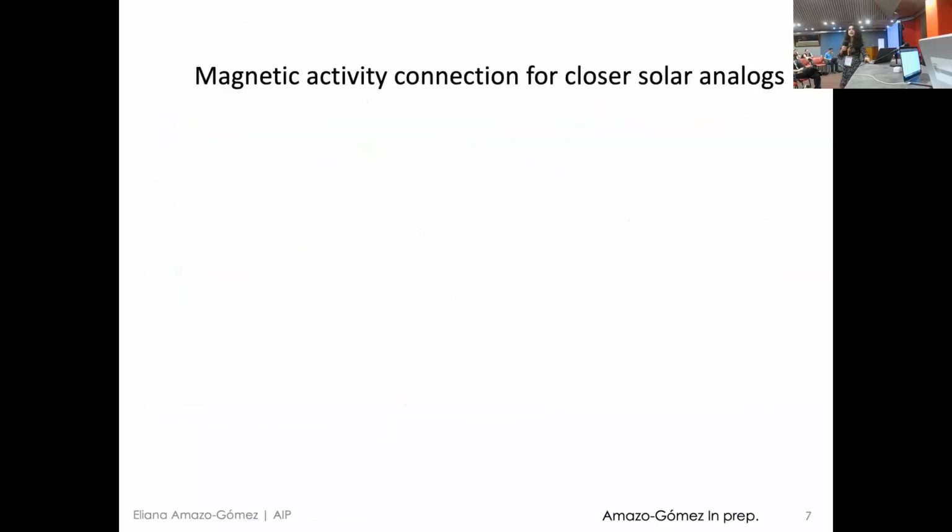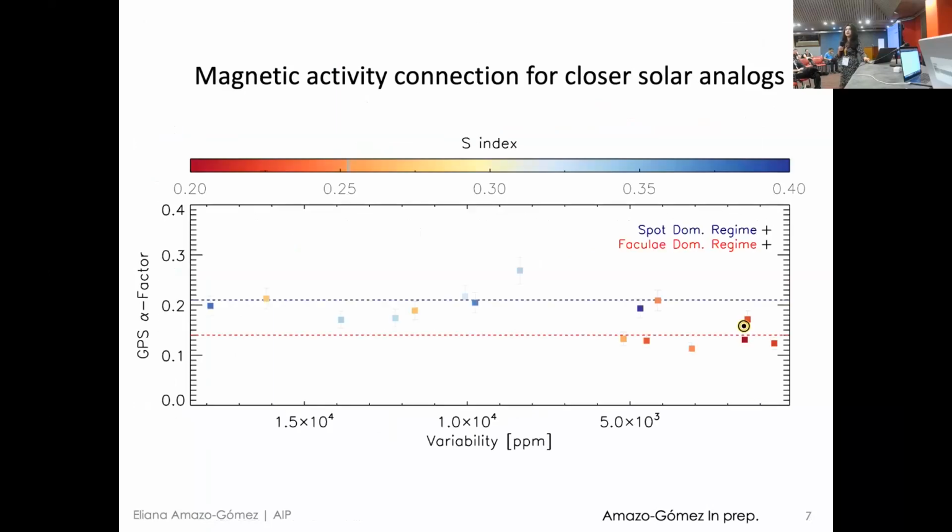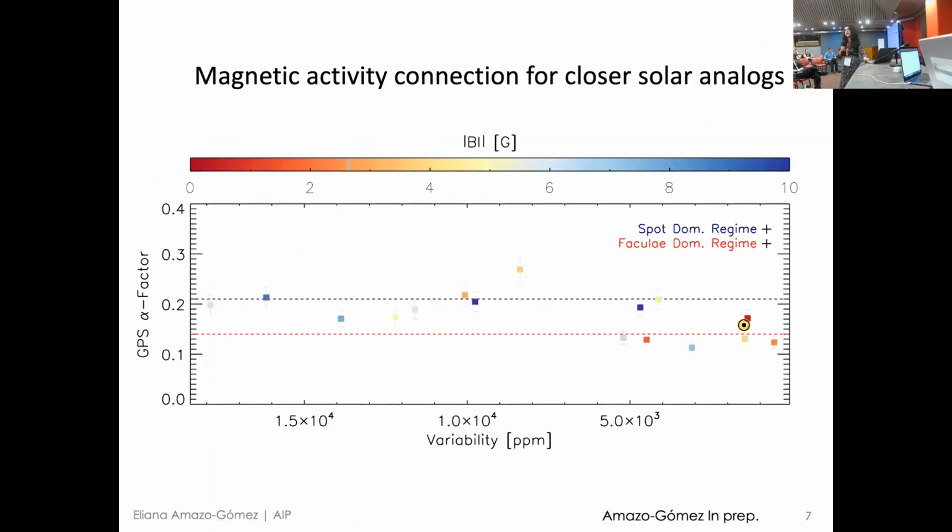We also check other indicators here. We have our S-index, where we observe that spot-dominated stars tend to have higher activity, while facula-dominated stars have less activity. We also check H-alpha and the magnetic field, but the longitudinal magnetic field is an integrated value where contributions cancel each other. It depends on the sign of the magnetic field.